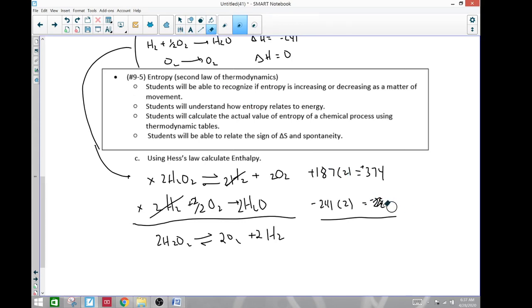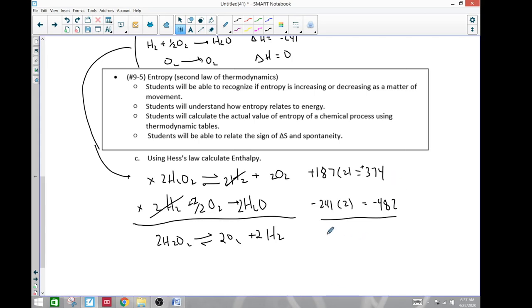Because 241 times 2 is not what I had there. So let's go ahead and fix that. So that's going to be a negative 482. All right, and add those guys up. So negative 482 plus 374 is negative 108.